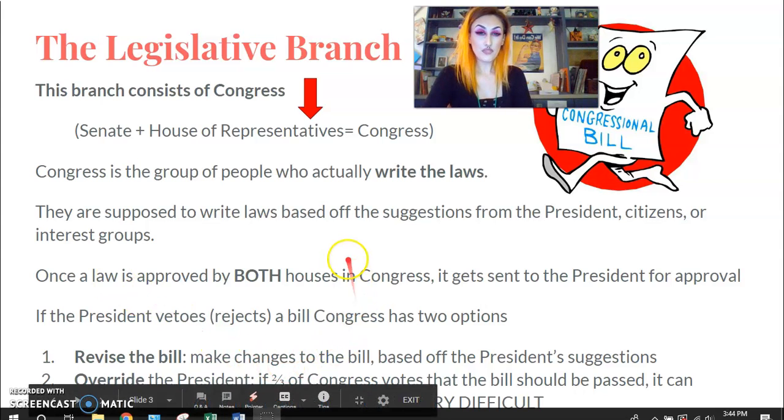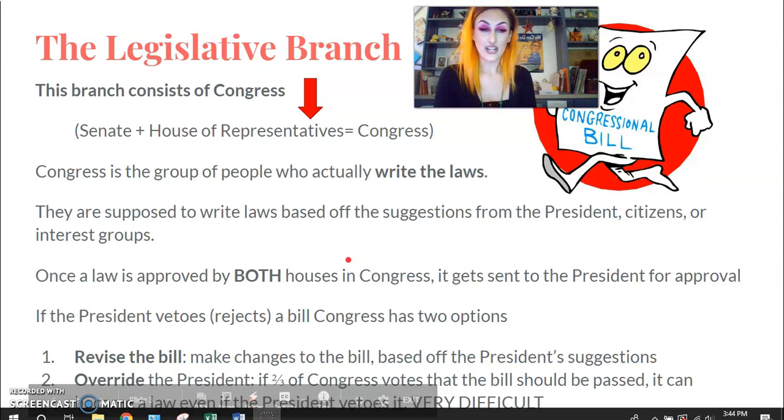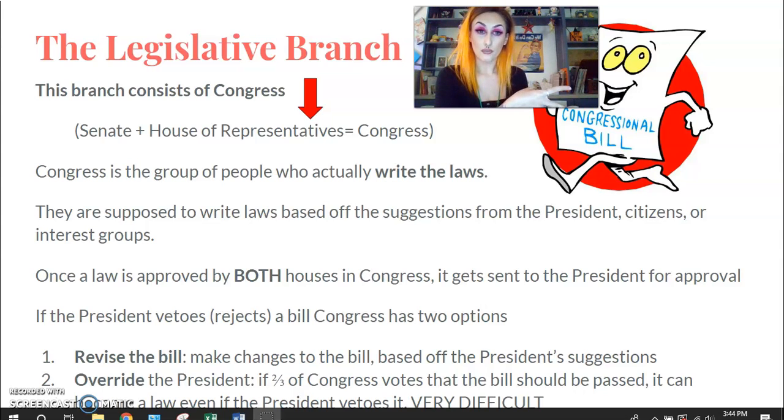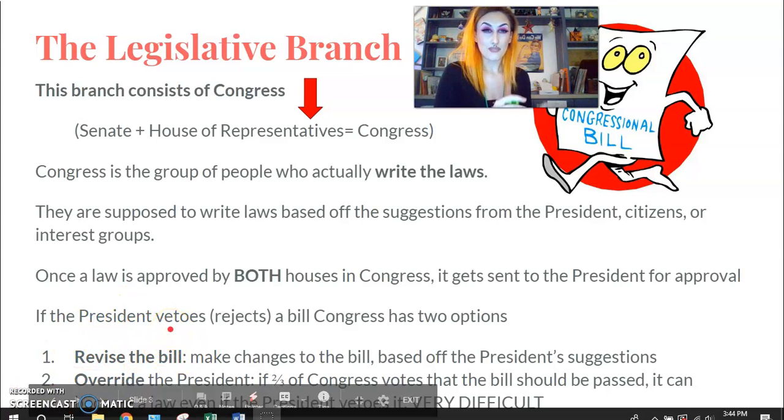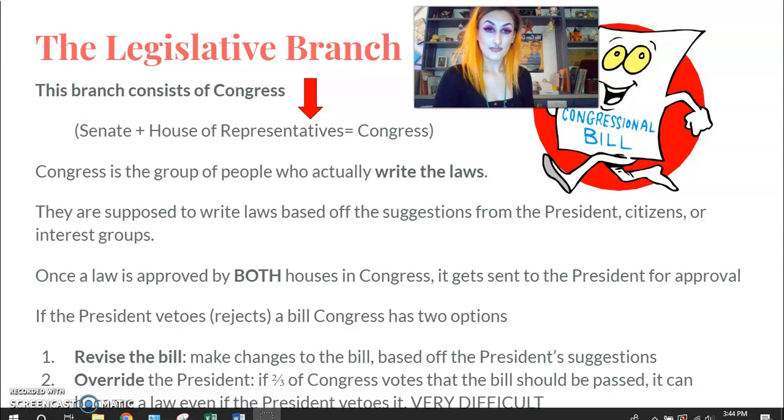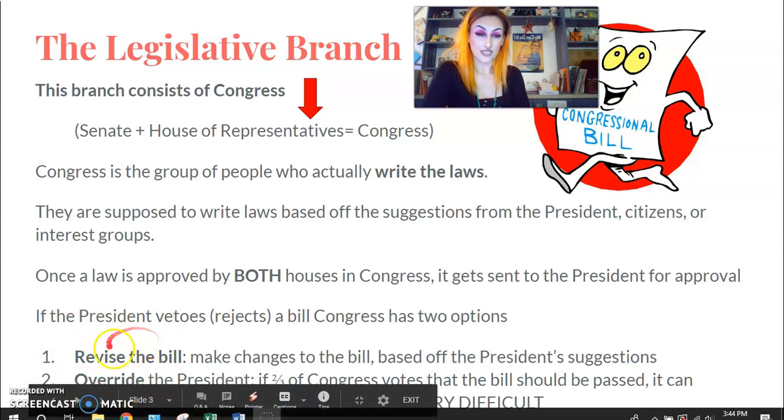Okay. So let's say that the bill gets passed through both houses, through the Senate and the House of Representatives, and it goes to the president. Like I said in the last slide, the president can either veto or approve a bill. If it gets vetoed, it gets sent back to Congress, and they have two options for what they can do. They can either revise the bill, which means they're going to make some changes, maybe changes that the president might like more next time, so then the president can sign it based off the changes that they made. Or they can override the president's veto.